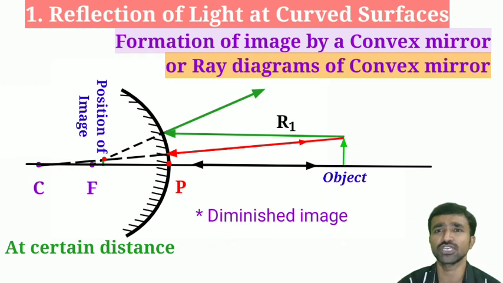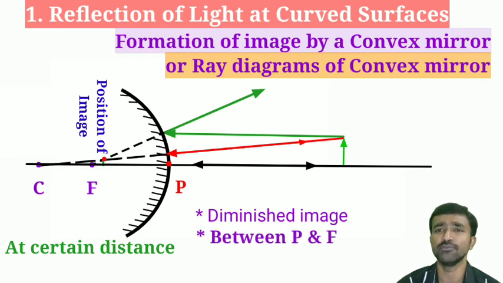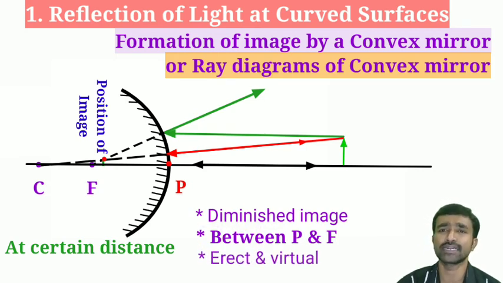Then what about the position of the image? There are two known points here, pole and the focus. That image is located in between them. So the image is obtained between pole and the focus. Then what about the orientation of the image, that means above the principal axis or below the principal axis? That image is formed above the principal axis. So this is said to be an erect image.